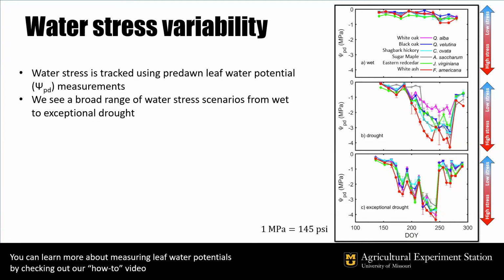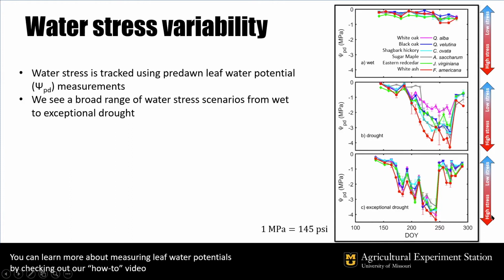So first, let's talk about water stress and how we measure that and the observed variability. We use a variable called pre-dawn leaf water potential to track water stress in different species in the forest. I'm showing you here some of those data in these 3 panels on the right-hand side. In each panel, the vertical axis presents the pre-dawn leaf water potential, and on the horizontal axis, we're showing time as represented by the day of year.